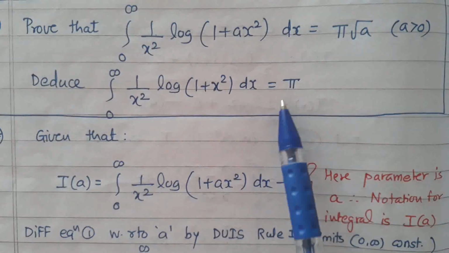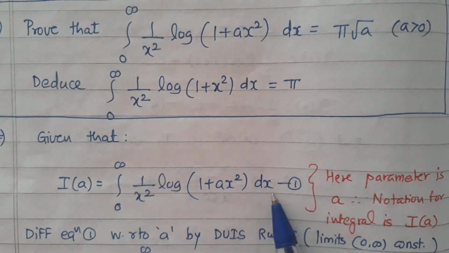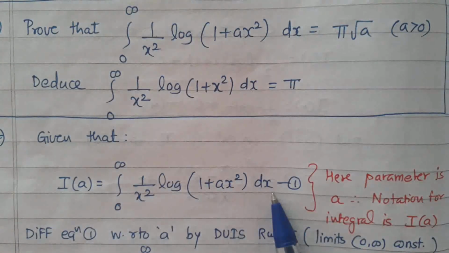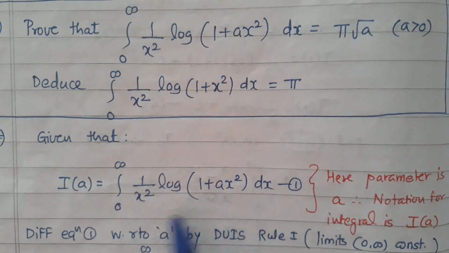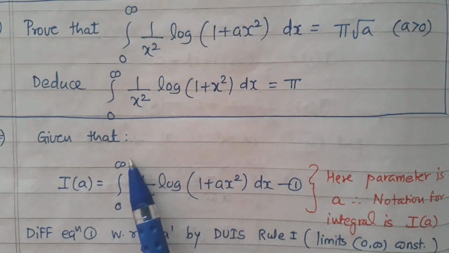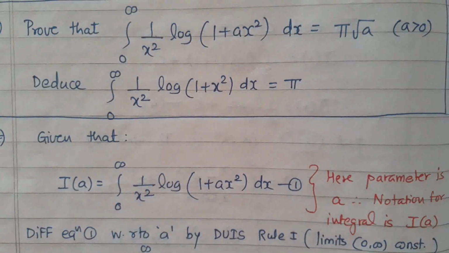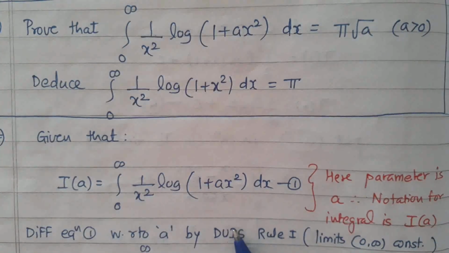Write the given integral in the notation form. This function is to be integrated with respect to x. X is the variable, a is the parameter. So the notation for this integral is I of a. Limits 0 and infinity are constant. So use DUIS rule 1. Differentiate on both sides with respect to a.